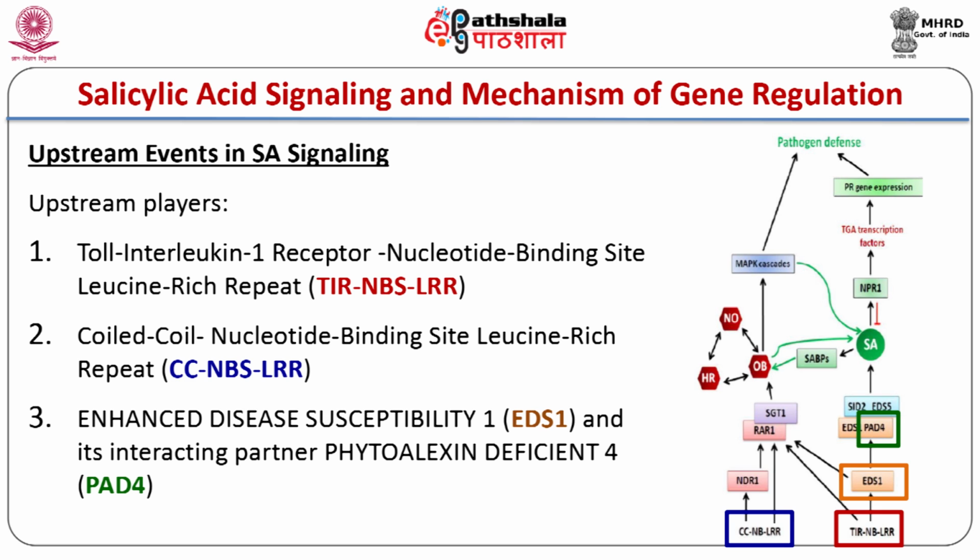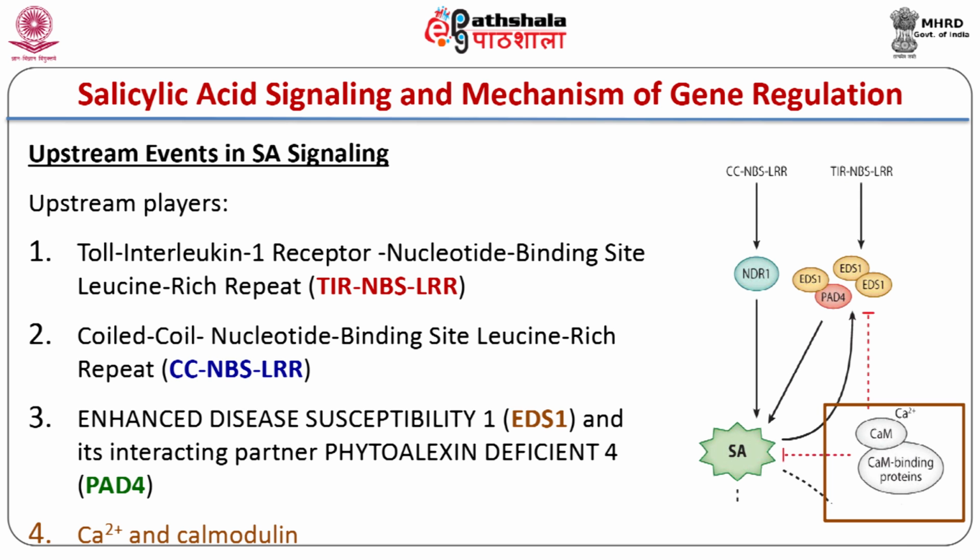The second subset of R genes, CC-NBS LRR, is regulated by non-specific disease resistance 1, that is NDR1. NDR1 is a glycosylphosphatidylinositol anchored plasma membrane protein which regulates the R protein signaling via RPM1 interacting protein 4, that is RIN4.